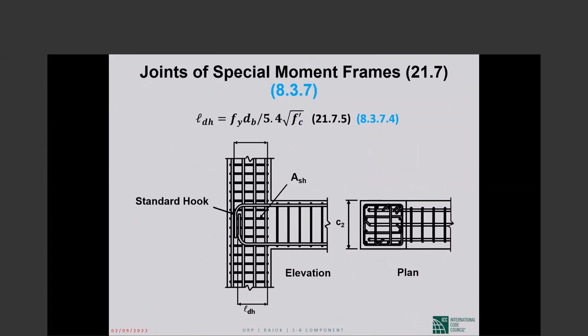Okay. This is what I was talking about earlier. This is an exterior joint. The beam is terminating at the column. The hooked bar development length is measured from here to the end of the hook. The required hooked bar development length is in chapter 12, but this is being superseded by this requirement in chapter 21. You will go with this, not what is said in chapter 12.